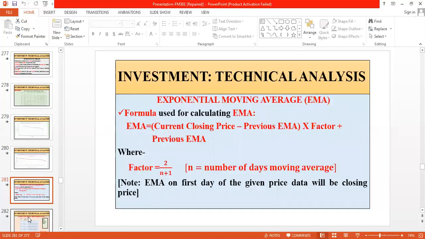So that's all for our discussion on simple moving average. In the next lecture that will be delivered tomorrow, we will discuss exponential moving average, EMA, and the other three techniques that we have mentioned earlier in today's lecture.